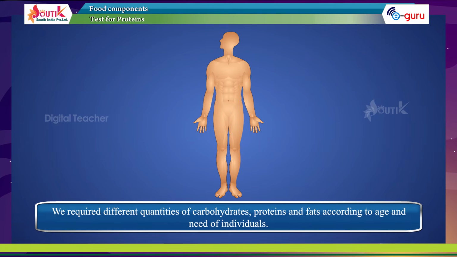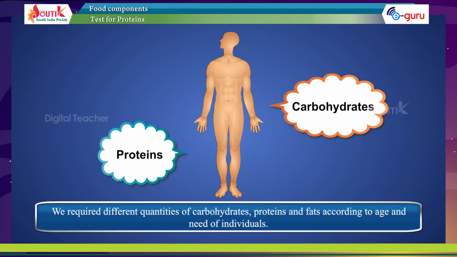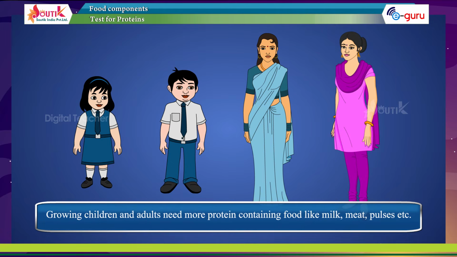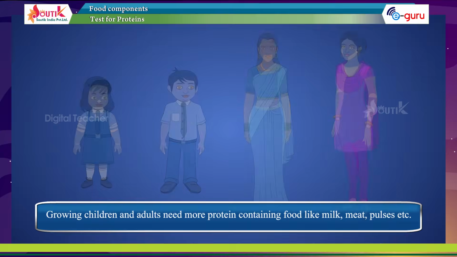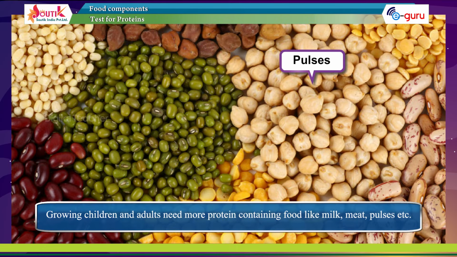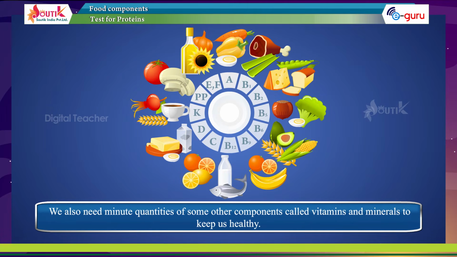We require different quantities of carbohydrates, proteins and fats according to age and need of individuals. Growing children and adults need more protein containing food like milk, meat, pulses, etc. We also need minute quantities of some other components called vitamins and minerals to keep us healthy.